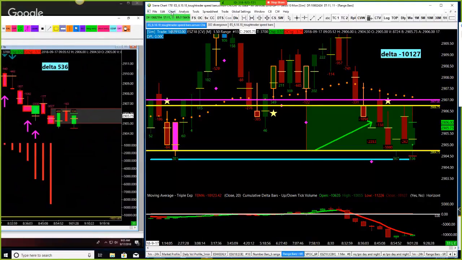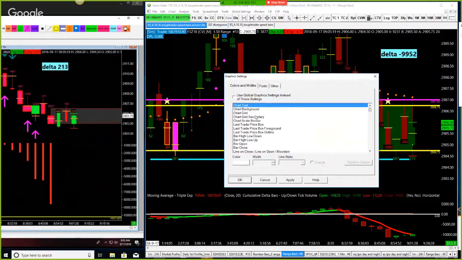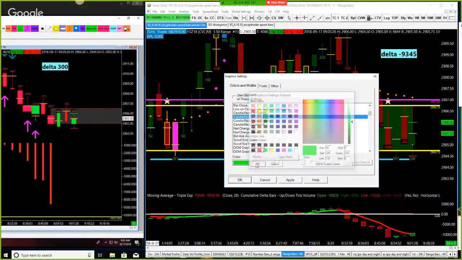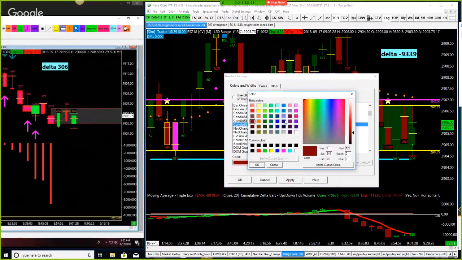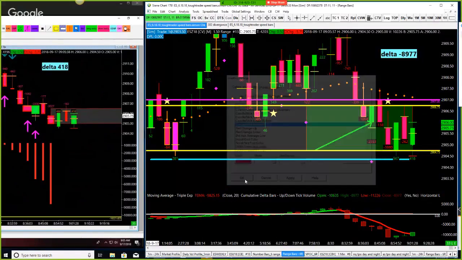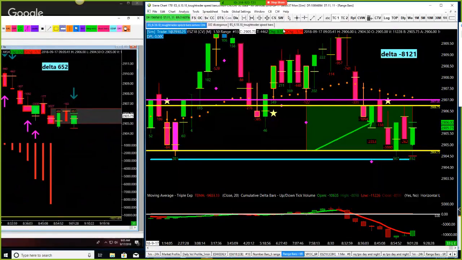I need to try to go. Hold on one second here. Graphic settings. Candlestick. Let me see if I can fix this real quick. Upfill color, light green. Okay. Downfill, pink. There we go. Now we can actually see that easier.